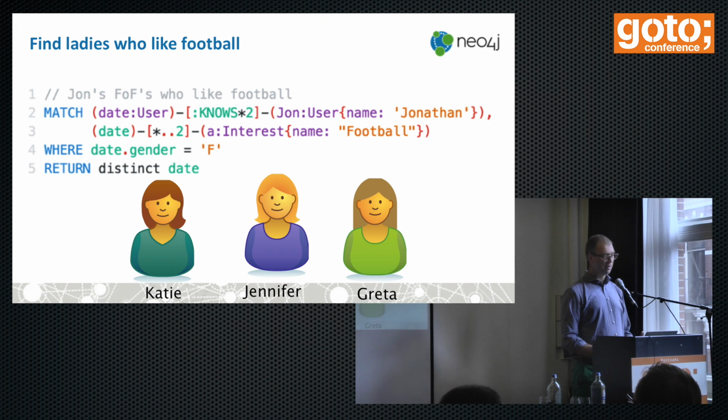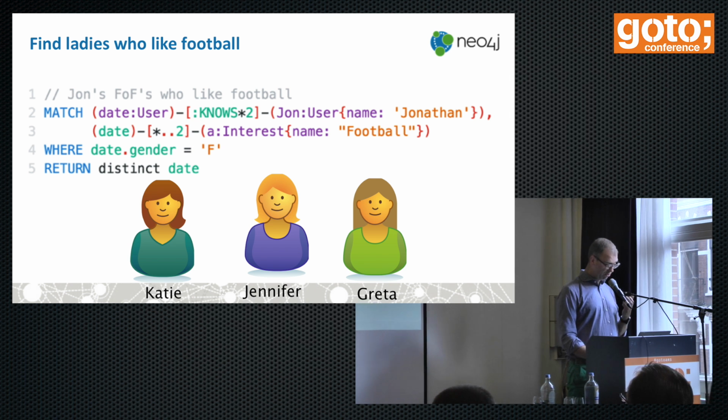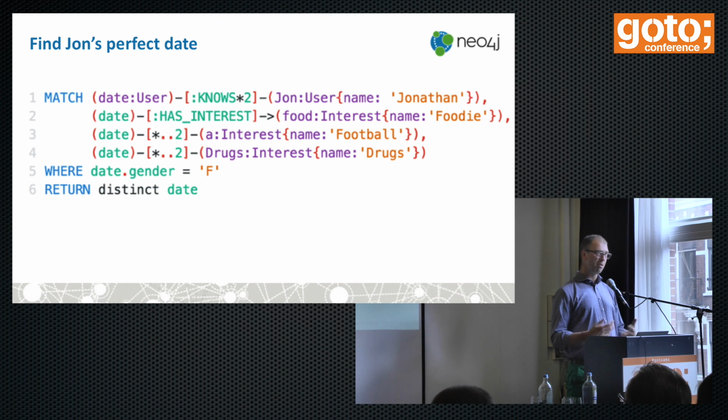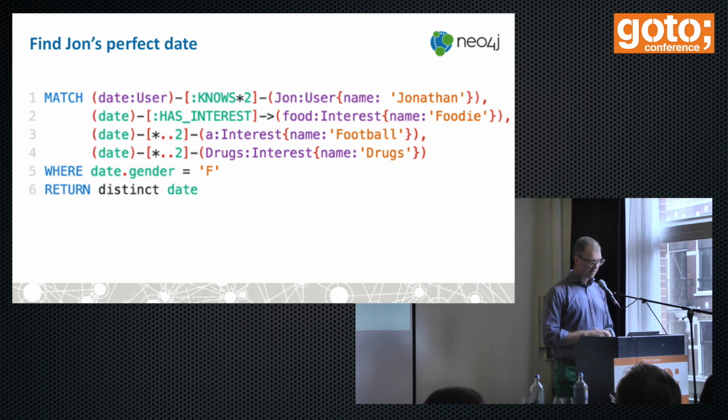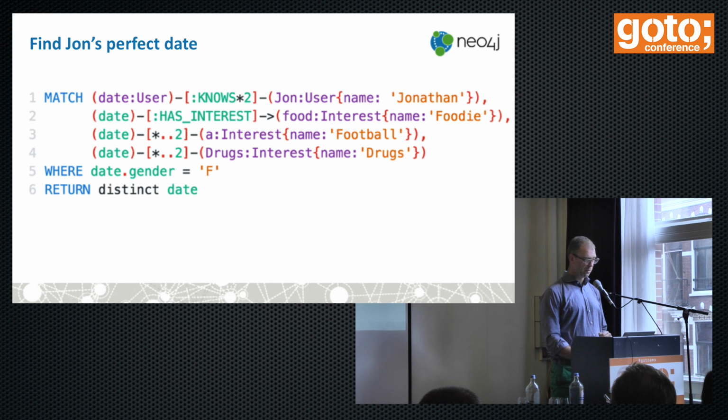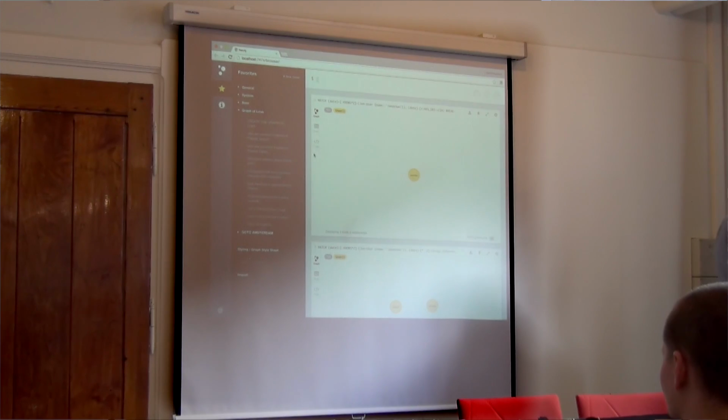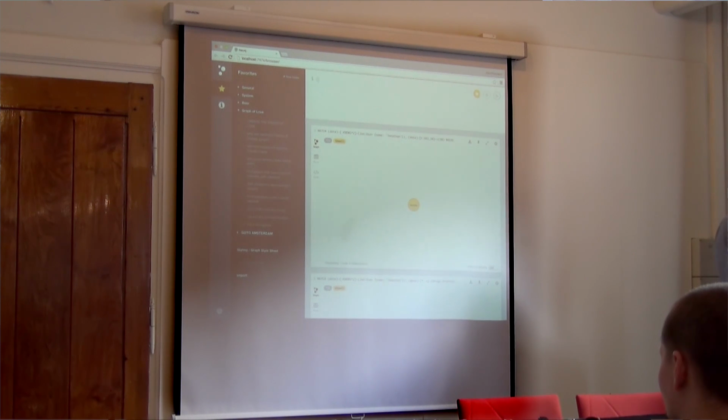People that are into football, gender F, 2 hops away, into drugs. So this is the perfect date for John, right? You're drawing this kind of complex pattern for Jonathan to see whether or not that would be something you would want to recommend. Pulling it all together, this is the query that we're running, and the recommendation is going to be this wonderful lady called Jennifer.